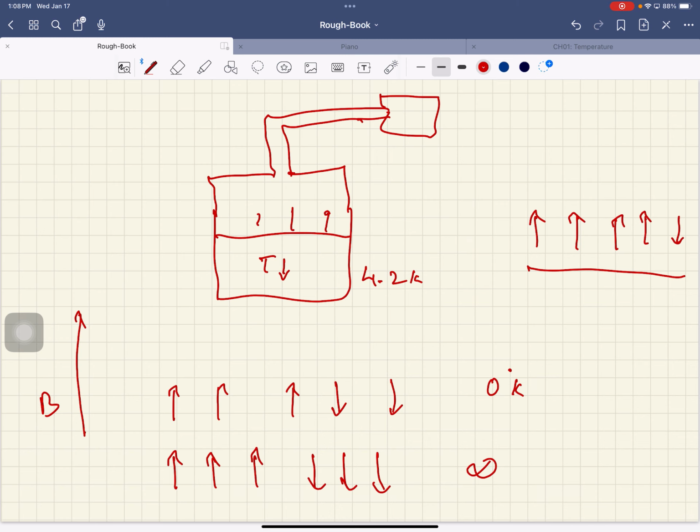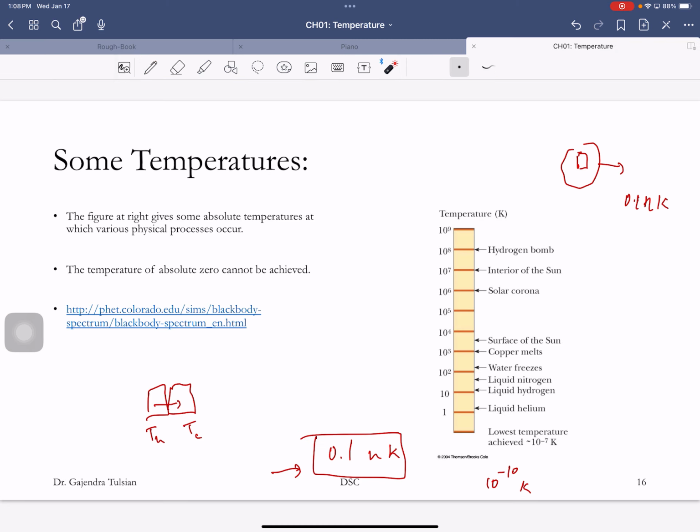Again, getting back to this, here's an amazing fact. So these guys 100 miles from here, you can find the coldest temperature in the universe. But we want to make sure we understand an important point here.